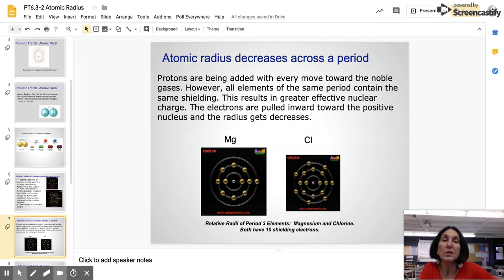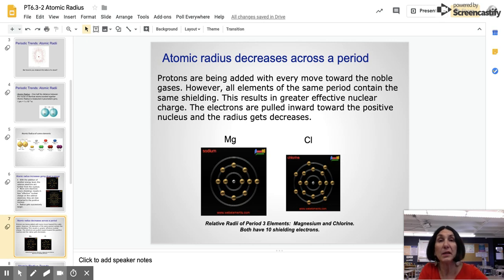But going across a period in the periodic table, that's not quite as intuitive. You might think that the radius is going to increase because you are adding more electrons as you add more protons. But you need to keep in mind that all the elements in the same period have exactly the same amount of shielding. They all have the same number of core electrons.